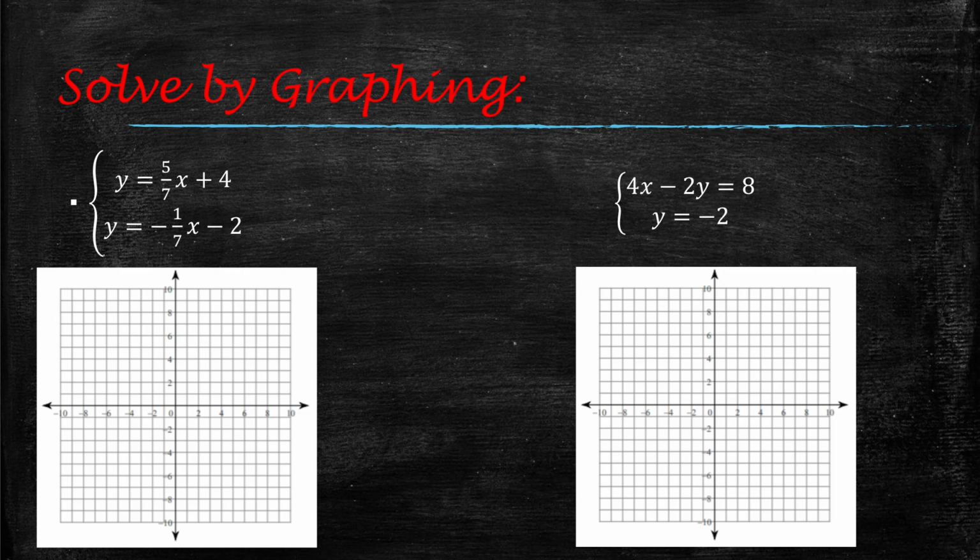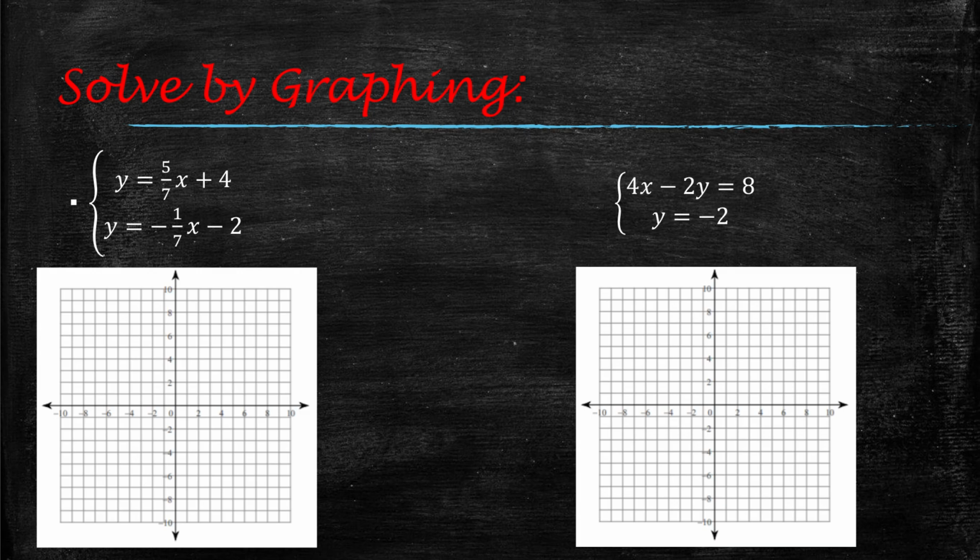When you're solving systems of equations, what you're looking for is the point of intersection. The first method that we're going to use is called graphing, where you graph each of the equations and look for that point of intersection. That point of intersection is going to be your solution.